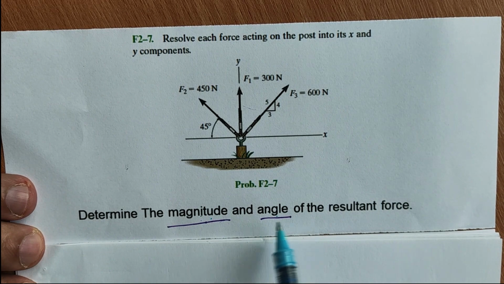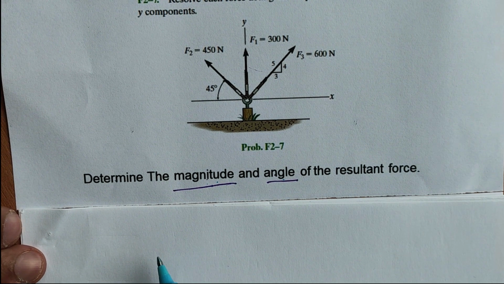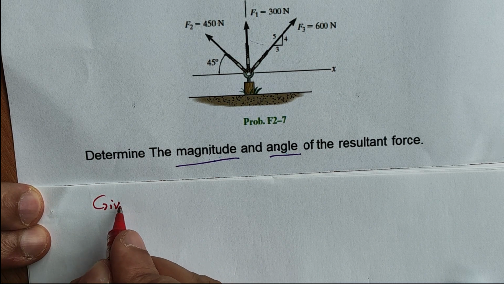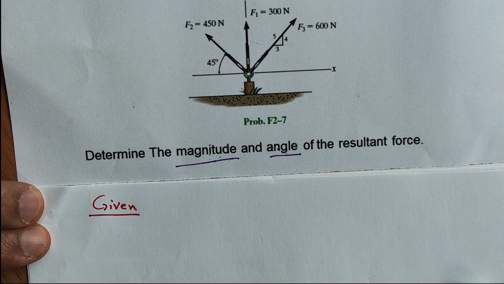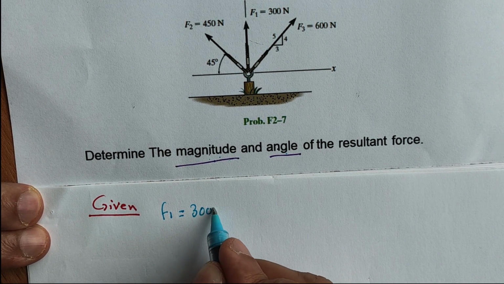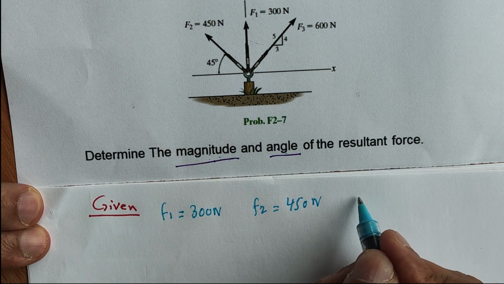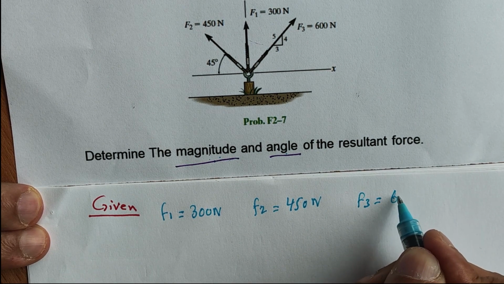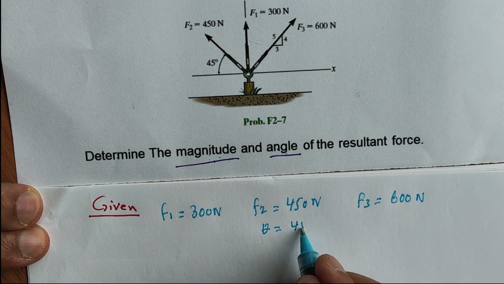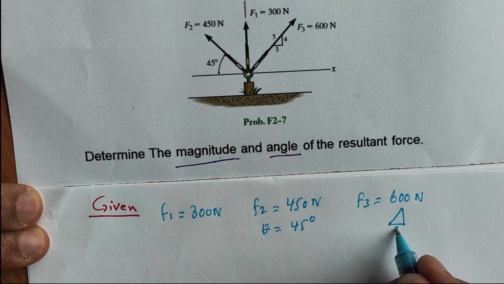So the first thing, you take all the information being given to you and write it down or interpret it down mathematically. So the first step you should do is write down what is being given. The three concurrent forces. So you have F1, which is 300 Newton. You've got also F2, 450 Newton. And you have F3, 600 Newton. For F2, you have theta equal to 45 degrees. And for F3, you've been given special triangle 3, 4, 5.